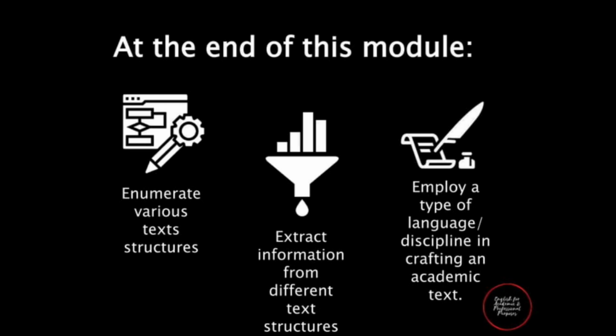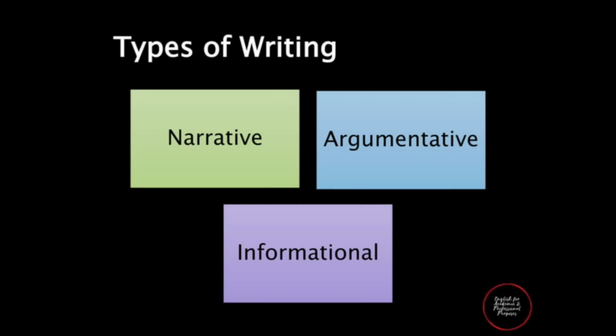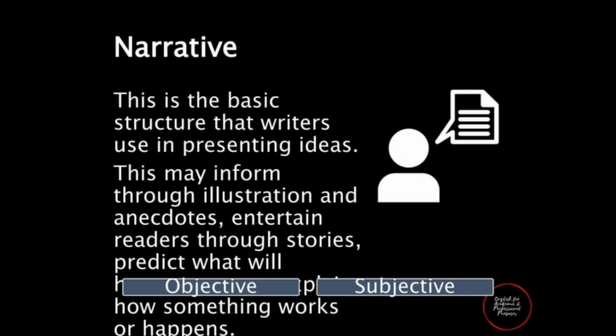First, we have here the types of writing: the narrative, argumentative, and informational. A narrative is the basic structure that writers use in presenting ideas. So this may inform through illustration and anecdotes, to entertain readers through stories, and to predict what will happen or how something works or happens.